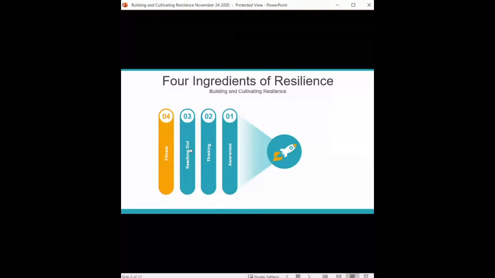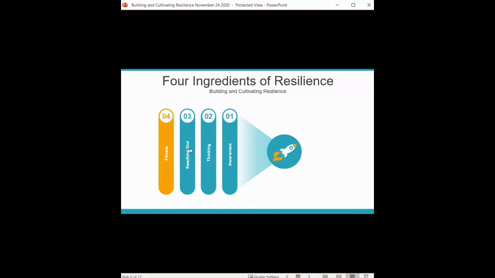And then the fourth ingredient is actually fitness. It's the mental and physical ability to cope with the challenges without becoming ill, being able to bounce back without it causing anguish, despair, or some sort of debilitating illness or sickness that leaves you feeling really bad physically. So those are the four ingredients of resilience.